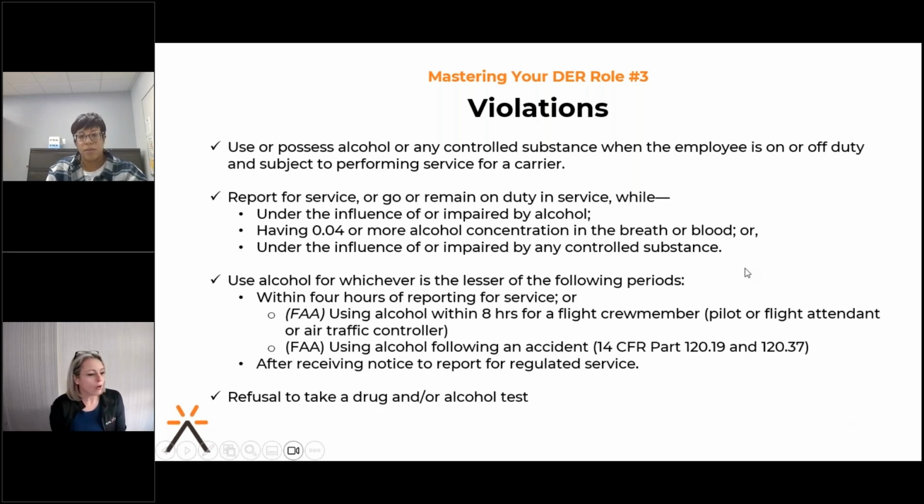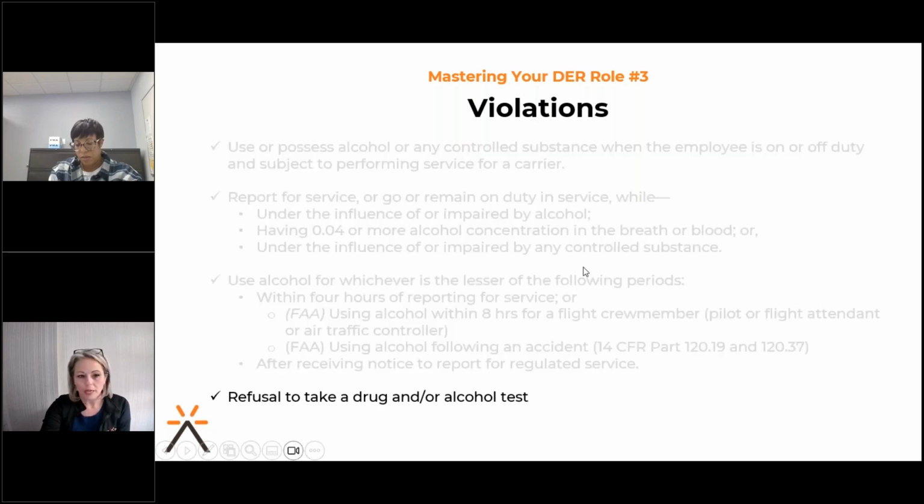Additionally, there's some other issues with alcohol that other carriers bring into place. For example, FAA. FAA says 8 hours for a flightman or crew member cannot use alcohol. Most modes are 4 hours. FAA goes a little bit further and adds 4 hours on and says you can't use that 8 hours prior to. Additionally, FAA says you cannot use alcohol following an accident. Additionally, all DOT modes say you cannot use alcohol after reporting for regulated service. So there's some pretty cut and dry reasons and rule violations here.